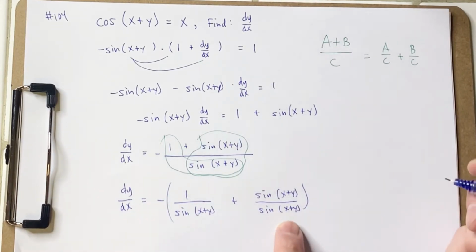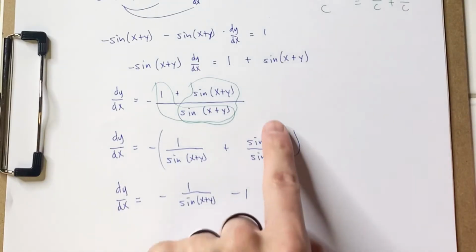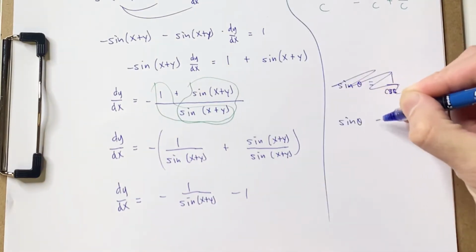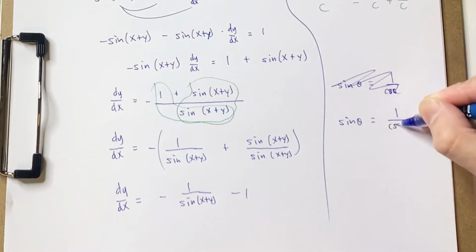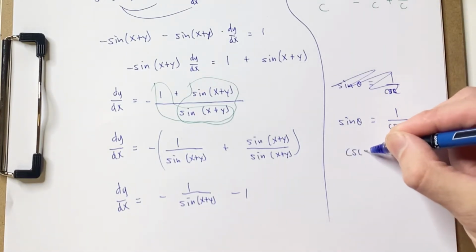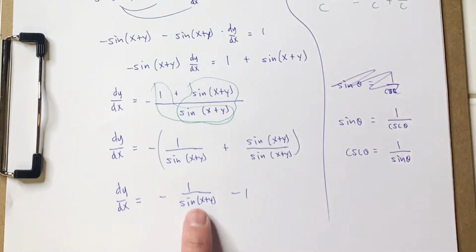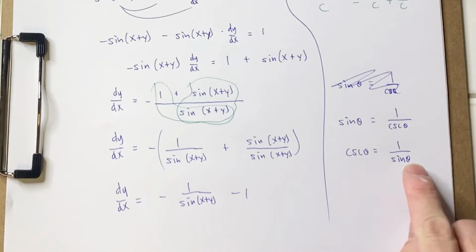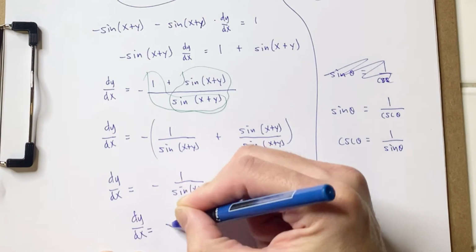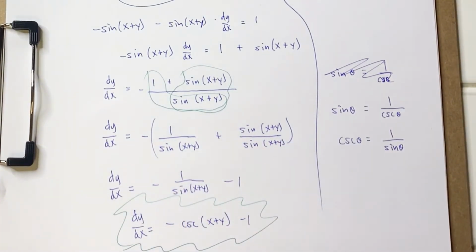But of course, know that this is just 1. Yes, that's just 1. So I have this here. That's just 1 times the negative is negative 1. And then remember that sine of theta is the same as 1 over cosecant theta, or similarly, cosecant theta is the same as 1 over sine theta. So this here, which looks like that, can just be rewritten as cosecant of theta, where theta is that there. And this is the final result.